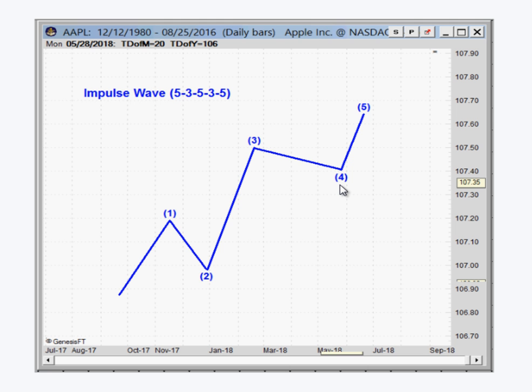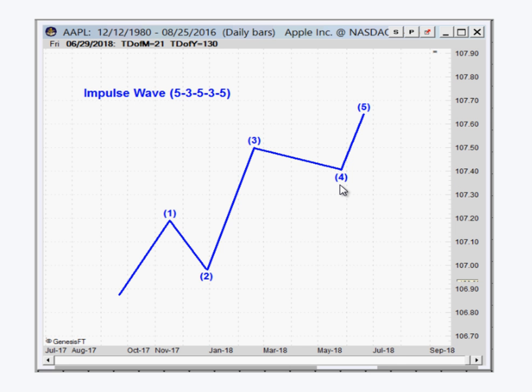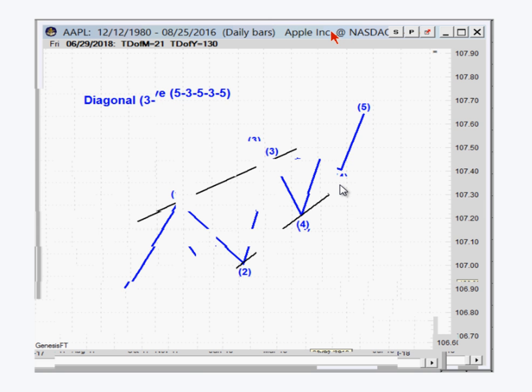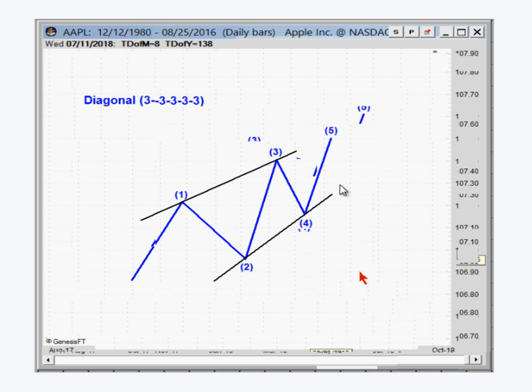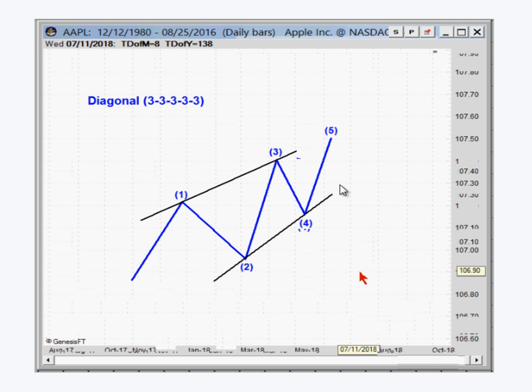Now, the second type of motive wave pattern is that of an ending diagonal, or what we sometimes refer to as simply a diagonal. If you're familiar with old school technical analysis, say Edwards and McGee, it's referred to as a rising wedge. To an Elliottician, this is a very important pattern because it can only occur in the fifth wave position of an impulse wave or as wave C of an ABC, of either a zigzag or a flat. These are the two primary motive wave patterns we work with, the impulse wave and also the diagonal.